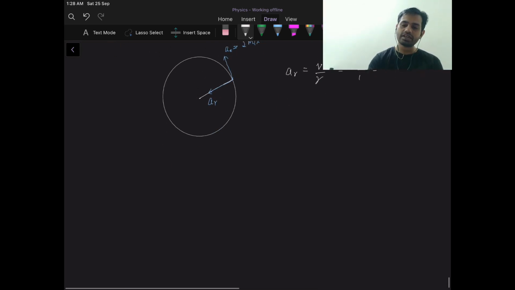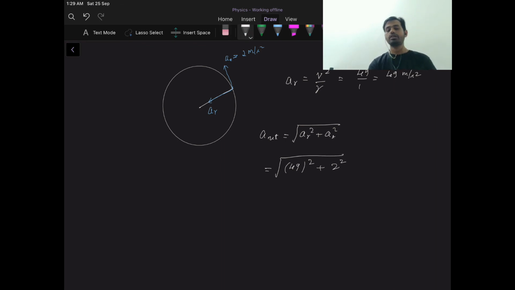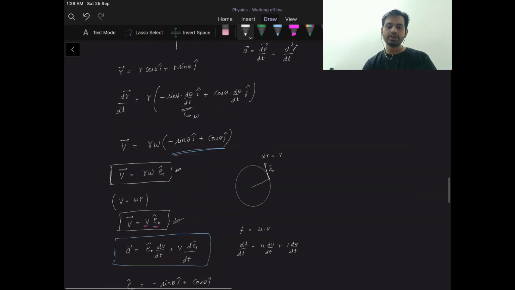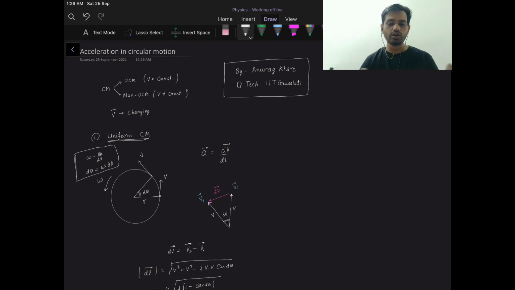What is the value of net acceleration? The net acceleration is the square root of a_r square plus a_t square, and this value will be equal to the square root of 49 square plus 2 square. This you can calculate, and that will be the value of net acceleration. I hope with this example and these two methods, acceleration in circular motion is clear to all of you.